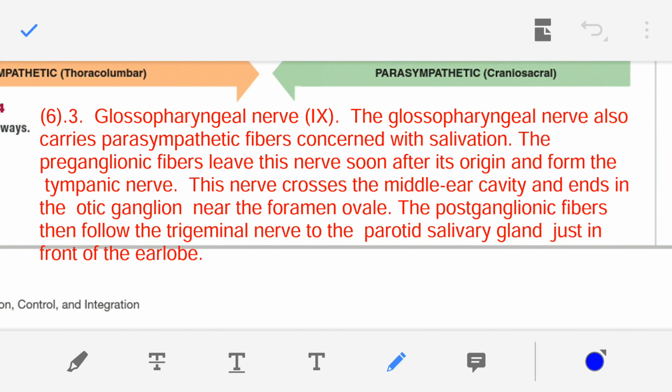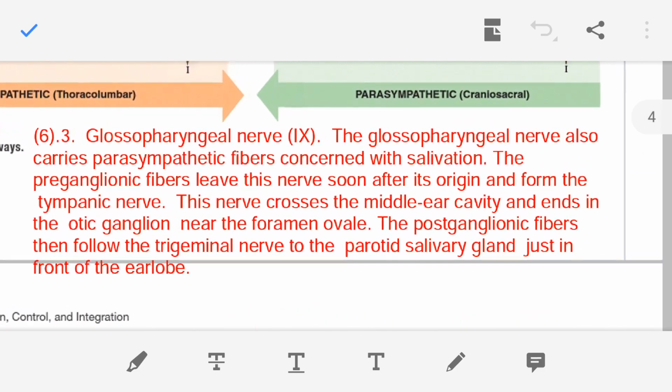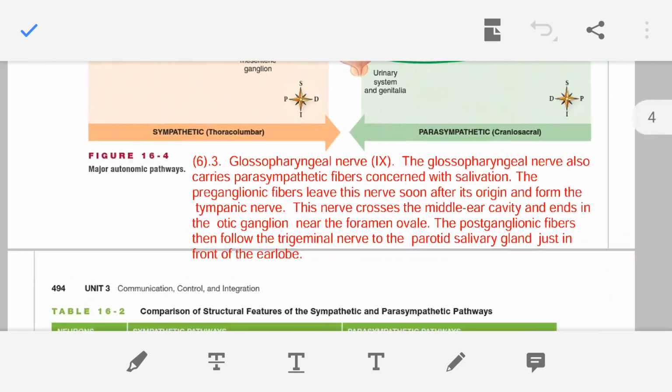This salivary gland is known as the parotid salivary gland, present just in front of the ear lobe. So this is about the glossopharyngeal nerve, and how the parasympathetic fibers associate with this nerve and how they travel. That is what we have discussed in this point, and this is the figure.